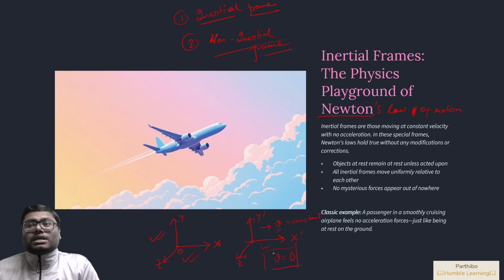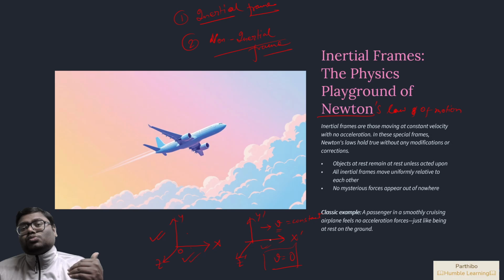So in these spatial frames, Newton's law hold true without any modification or correction. What are those Newton's laws of motion? There are three laws of motion, right? One is related to the first law, that is inertia related: an object at rest remains at rest, or a moving body always moves in a straight line without changing its direction if there is no external force. That is the first law of motion.